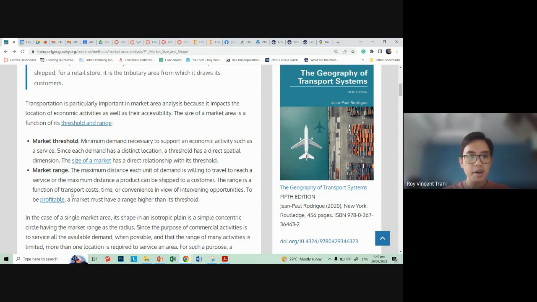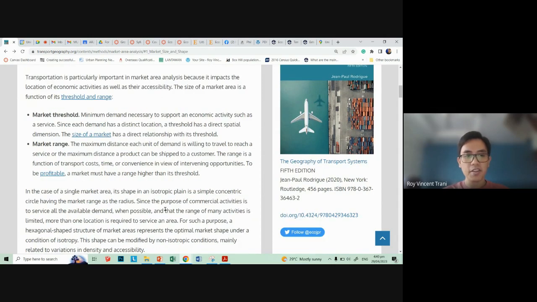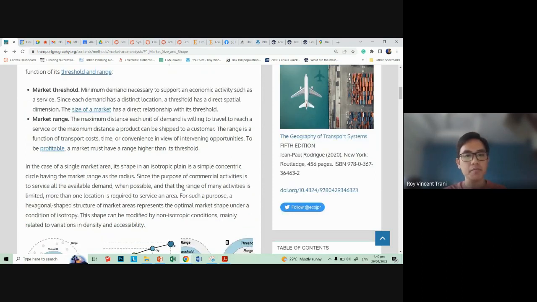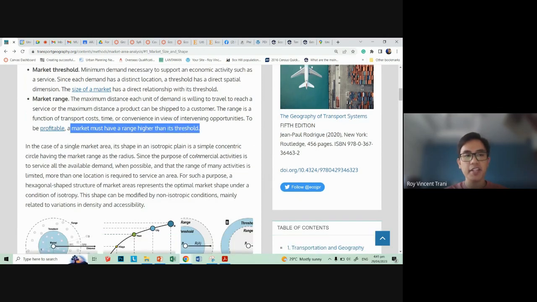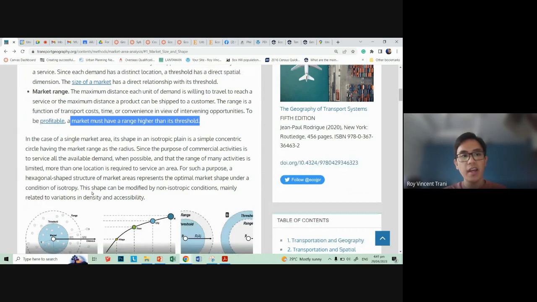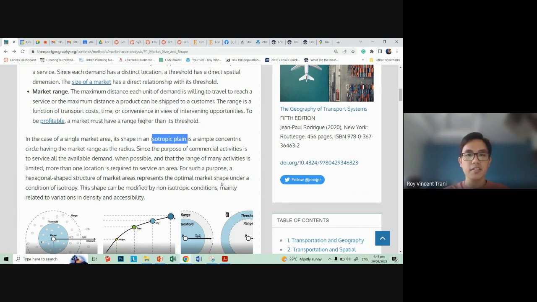And the range is a function of transport cost, time, or convenience in view of intervening opportunities to be profitable. A market must have a range higher than its threshold. So that's a key item here. The market range must be higher than its threshold, and there'll be a diagram in a bit. In the case of a single market area, it is the shape of an isotropic plane. So basically just a flat circle, a simple concentric circle having the market range as the radius.